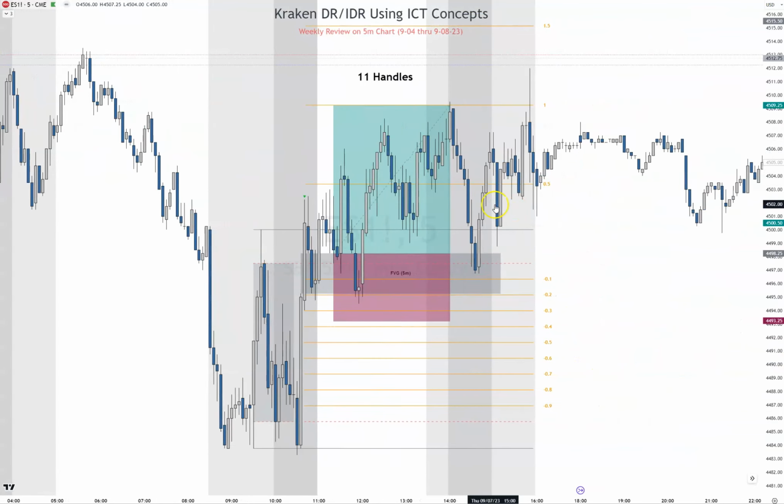Here is Thursday. Thursday, we get a confirmation right here. We have to wait. It has an order block. We can't take this trade because we're not in our rules yet. It's not 11 o'clock yet.